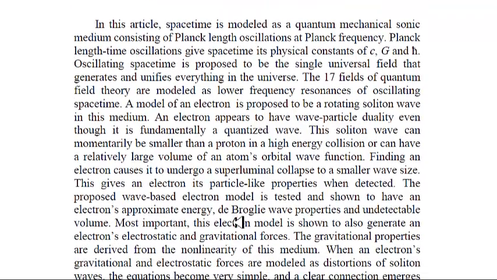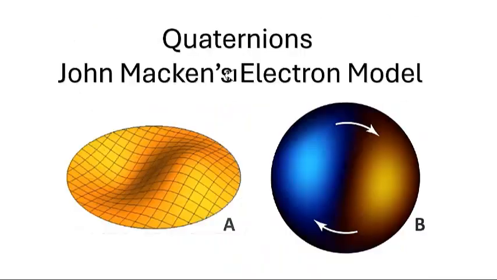The paper is quite long. It is, I think, 35 pages long, something like that. And so we're not going to read the whole paper. Really, what I want to show you is how I apply the quaternions that I've been presenting to you over the last several videos, how I can apply that to generate John Mackin's electron model.